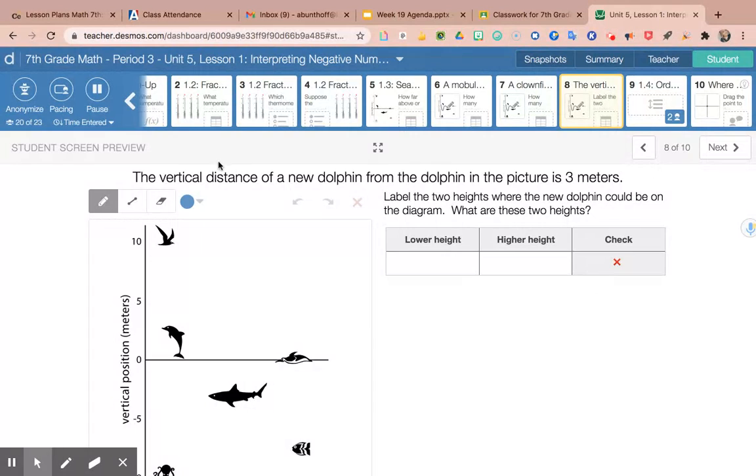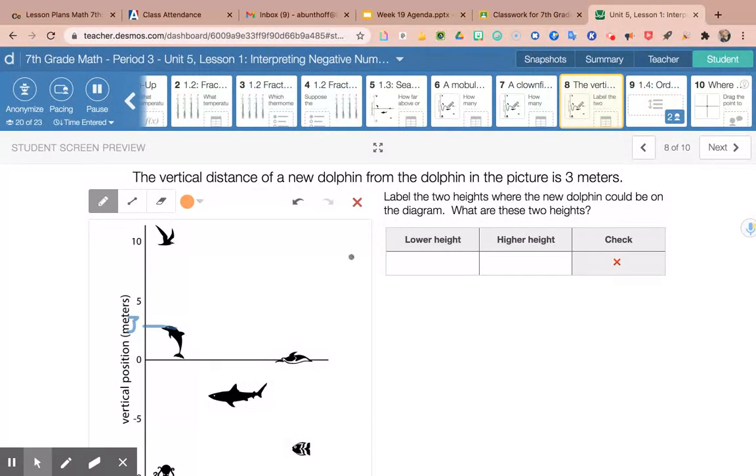For number 8, it says the vertical distance of a new dolphin from the old dolphin in the picture is 3 meters. So first, our old dolphin, remember that was at 3. The new dolphin is 3 meters away. So they want to know what are the 2 heights where the new dolphin could be. So I want you to put a little dot where the new dolphin could be. And so label them on the diagram. You can put a dot.